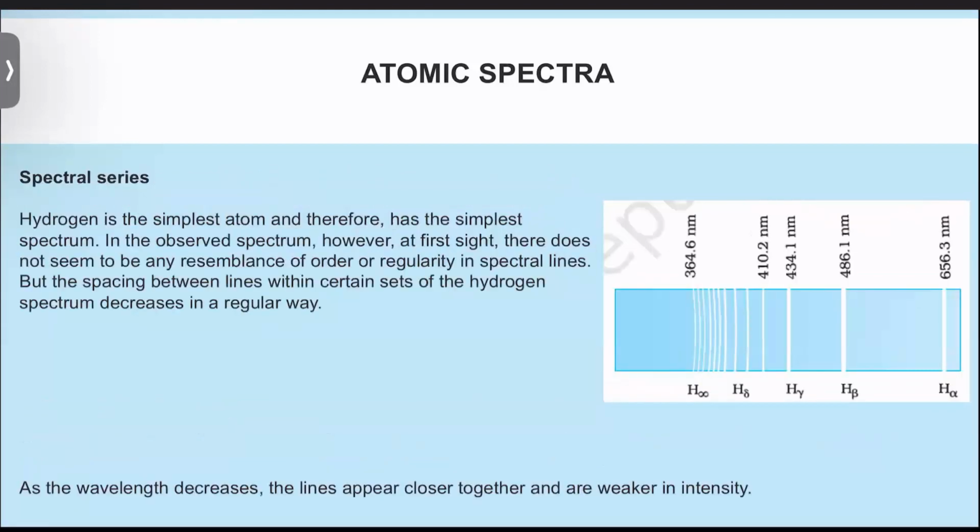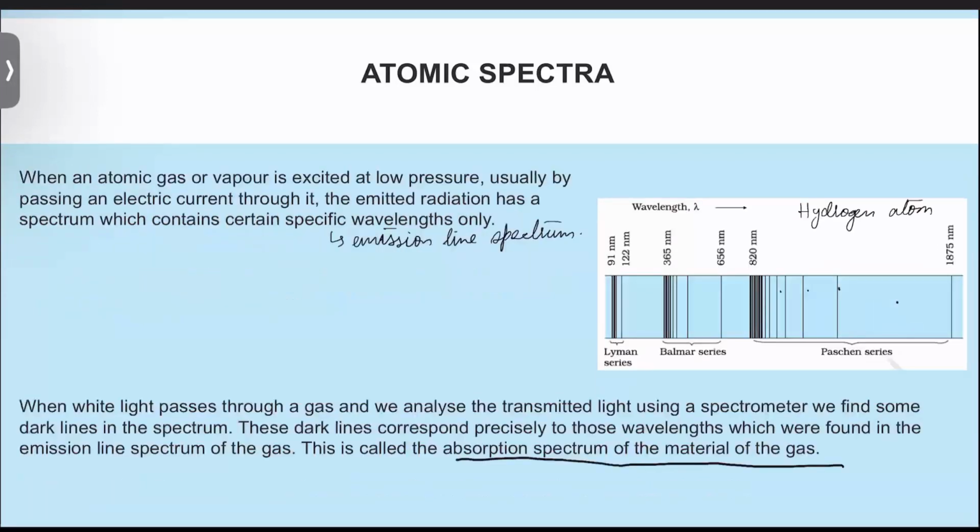Then we have spectral series. Even over here, you can see there is a Lyman series, a Balmer series, and a Paschen series, and as you can see, these are all at different wavelengths. Now, usually the human eye works only in the visible region.